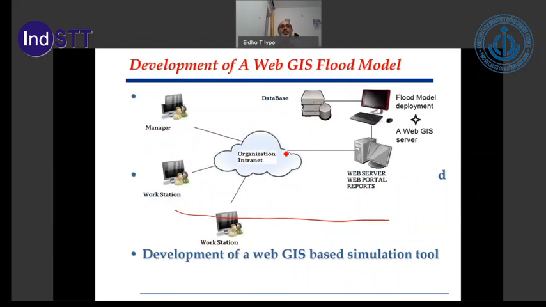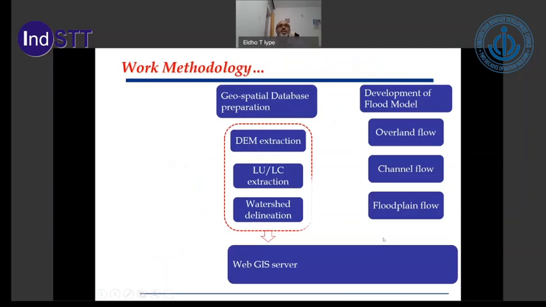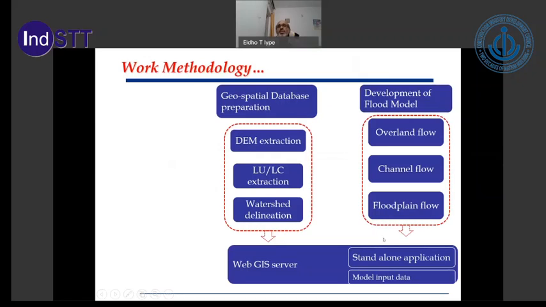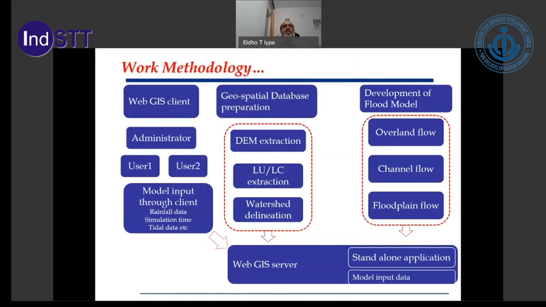In Mumbai city, for example, the municipal corporation is the concerned organization, internet is available, and at various locations this model can be used. This is the development of a WebGIS based simulation model. The working methodology includes a WebGIS client, spatial database preparation, and detailed elevation model extraction.